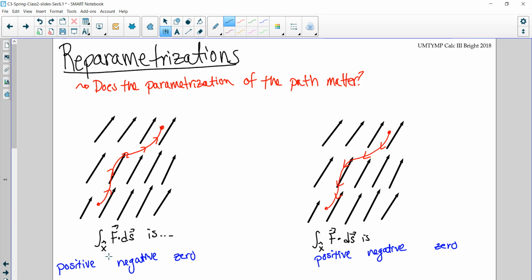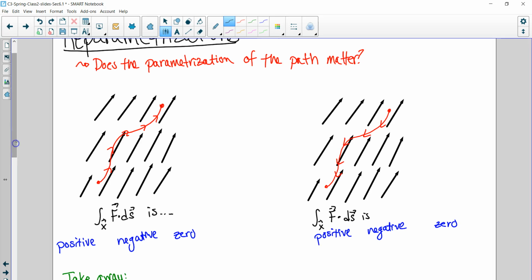Okay, maybe you had some time to think. I believe the correct answers here are that this one is positive and this one is negative. The reason is, if we think about the vector field, and this is the unit tangent vector, that's where it all came from, so this is really the direction of motion. ds is the direction of motion, and f is the direction of the vector field.